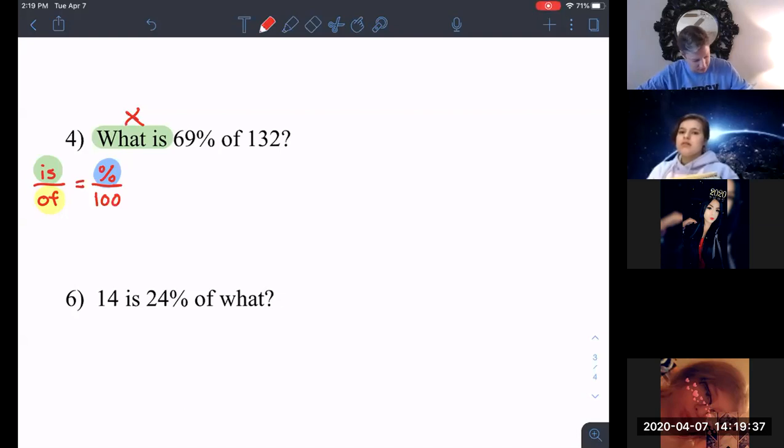All right, so let's start by giving ourselves a proportion without any of the values right now. We know we're going to have a 100 down here. That's always there. And then our is number is going to be our variable because that's what the question's asking us. It's asking us to find what is 69% of the whole thing, 132.